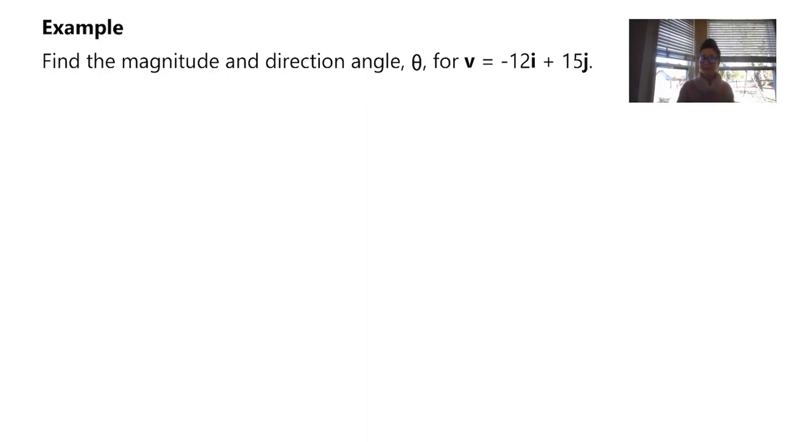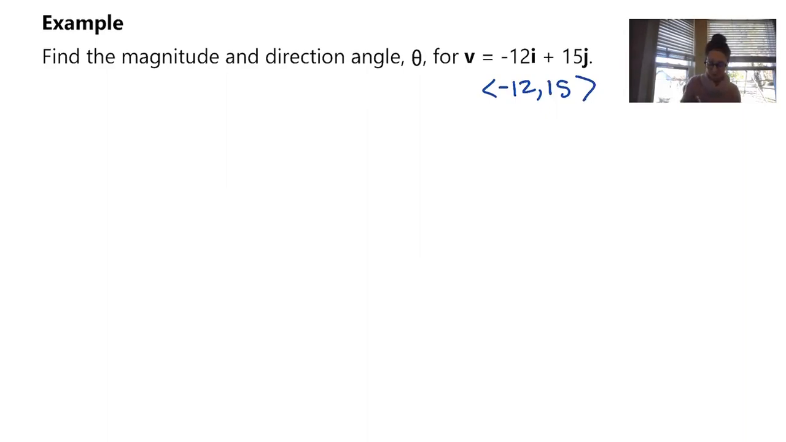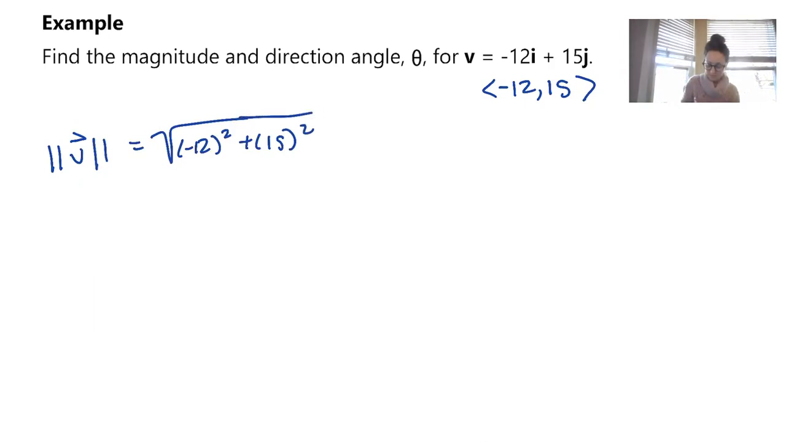So we want to find the magnitude and the direction angle theta for v is negative 12i plus 15j. Remember, this is just another way to say in component form negative 12 comma 15, right? All right, so for the magnitude of v, just good old Pythagorean theorem there, we're going to take the square root of negative 12 squared plus 15 squared. So 144 plus 225 inside the radical.